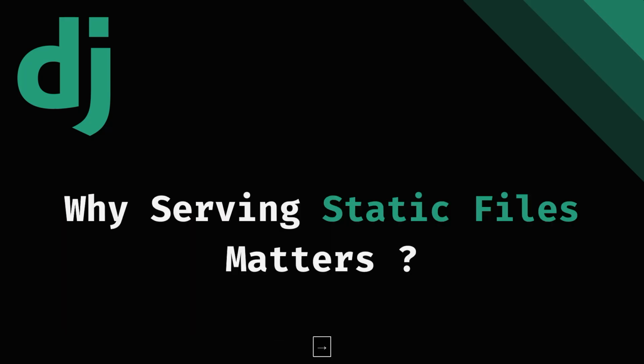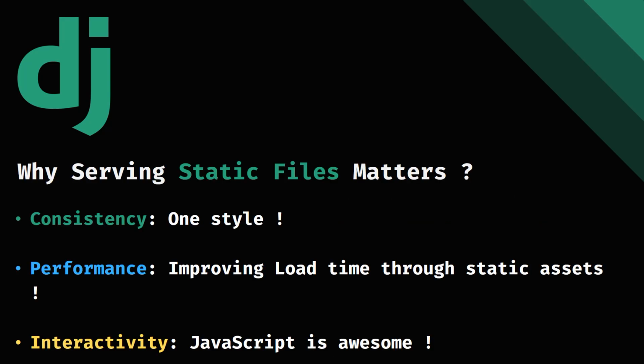So, why does serving static files matter? In fact, serving and rendering static files in Django matters for different reasons. The first reason is consistency. So you have styles and branding which are maintained across all of your pages by loading style sheets and images. Also performance. Optimized static files reduce the need to fetch styles and scripts repeatedly, and this in fact improves the load time and reduces the server load. And the last reason is interactivity. So JavaScript files provide the opportunity to engage users and provide more dynamic content.